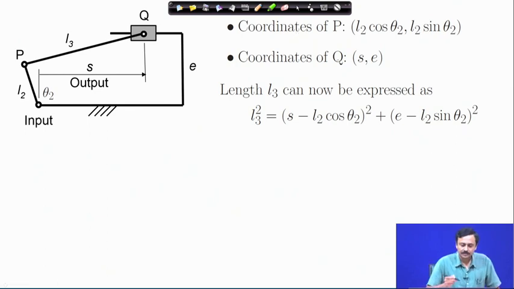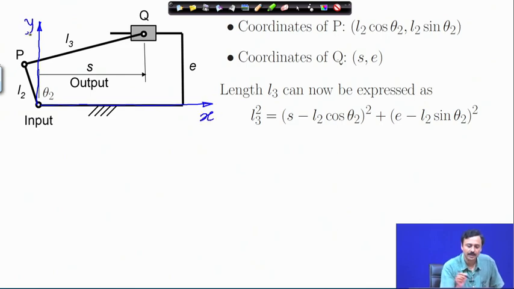Once again we look at these coordinates. Let me draw the coordinate system. This is the x, this is the y, and this is the angle theta 2, which now we have to find out given S. We have to find out theta 2. So, the output is given, and we have to find out what input angle will result in that output.